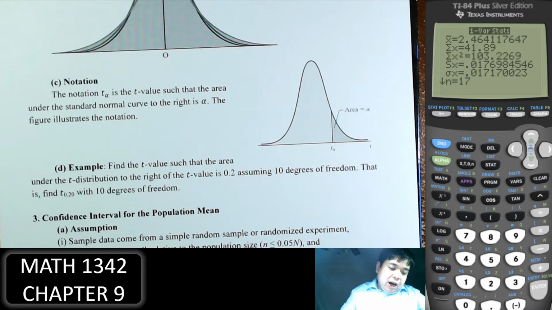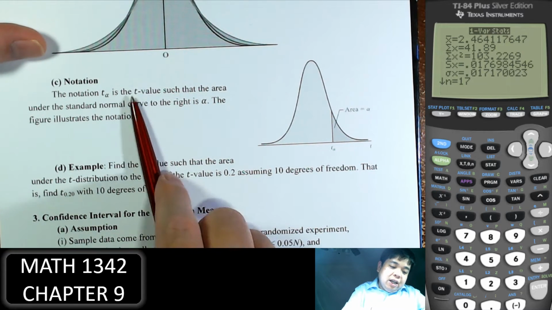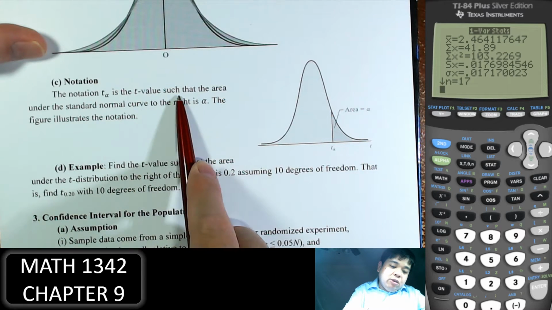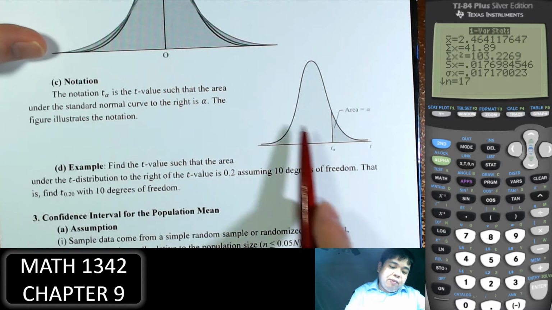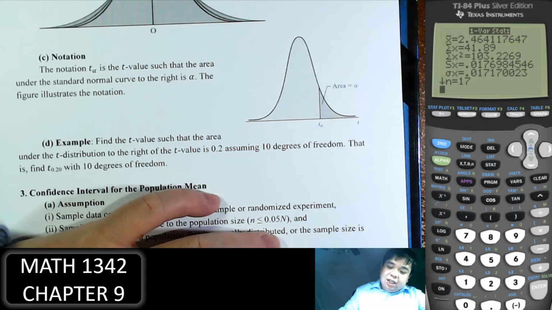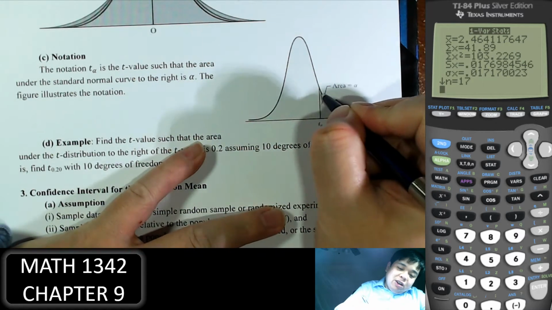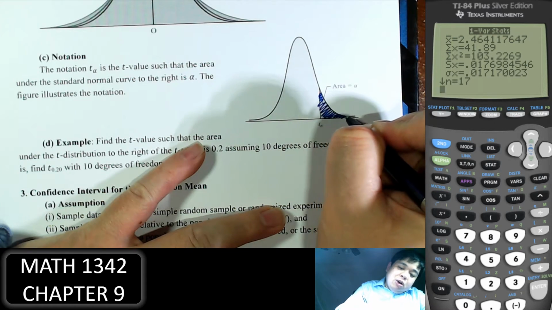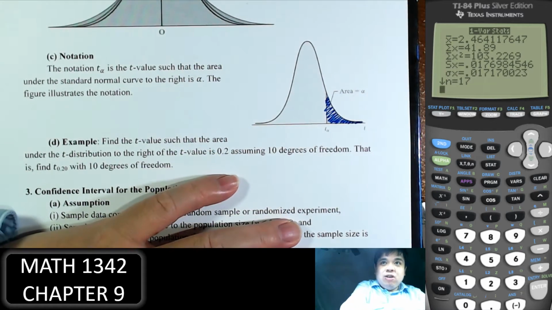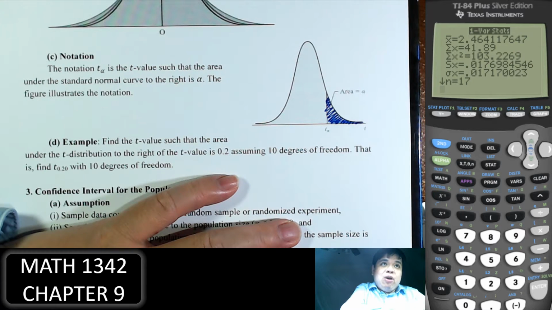The notation t alpha is the t value such that the area under the t curve to the right is alpha. So when we say t alpha, it is on the right tail. But remember, in the calculation, when we do the inverse, like inverse normal, it is the area on the left. Kind of confusing.